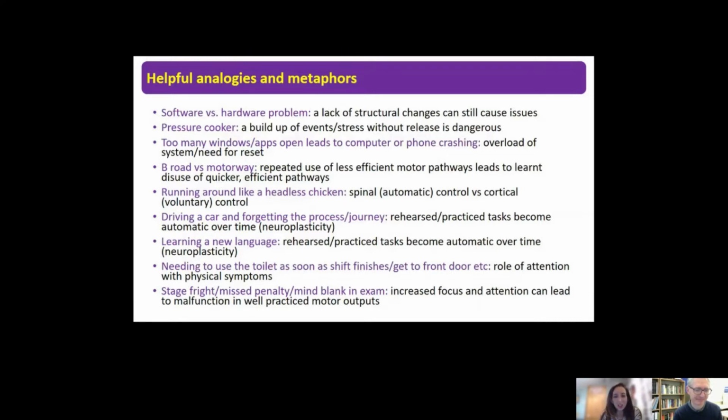Driving a car, learning a new language, these are all things that take a lot of focus and attention when you're learning them, but become automatic. So that's a nice way to think about neuroplasticity and how the brain is able to change and respond to need, and how sometimes things need lots and lots of practice, but once they're well practiced, they become automatic. We've talked about the needing to use the toilet one, and we've talked a bit about the stage fright and so on, so I won't go into those in more detail.